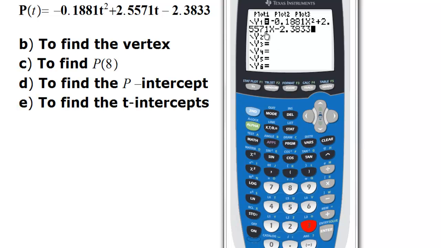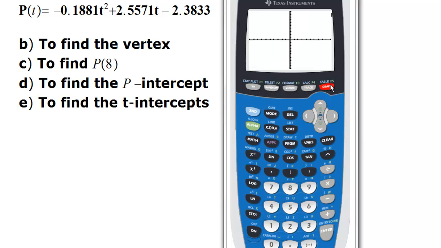Okay, so here we go. Let's quickly check that we have negative 0.1881x squared plus 2.5571x minus 2.3833. Since we are going to study this whole thing slightly comprehensively, it's a good idea to look at the graph.